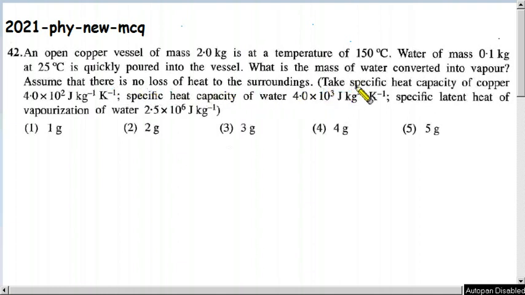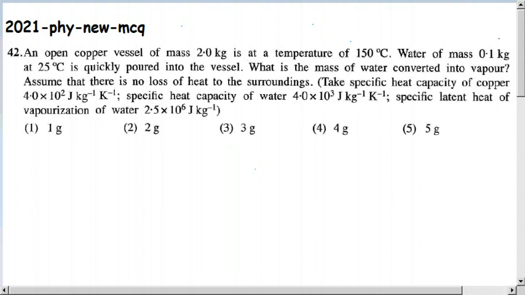In brackets, take specific heat capacity of copper 400, specific heat capacity of water 4000, specific latent heat of vaporization of water is 2.5 times 10 to the power 6. Answer: the first one 1 gram, the second one 2 gram, 3 gram, 4 gram, 5 gram.